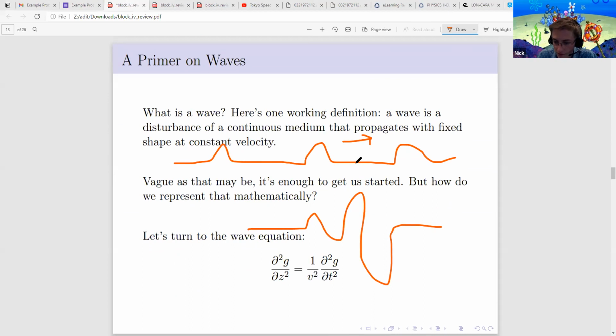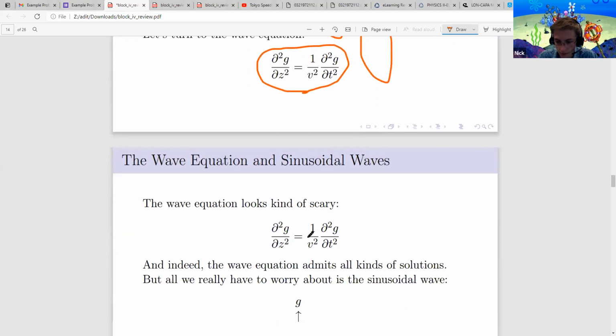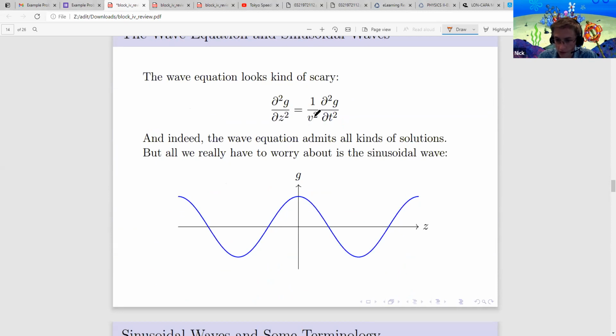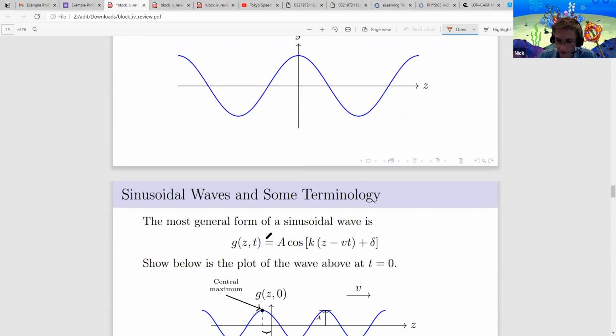But a nice way to treat waves is with the so-called wave equation. And it sort of looks scary. It's a partial differential equation, so don't worry about solving it too much. Just remember for now that the solutions to the wave equation that we want to care about are sinusoidal waves. And in fact, here's the most general form of a sinusoidal wave.